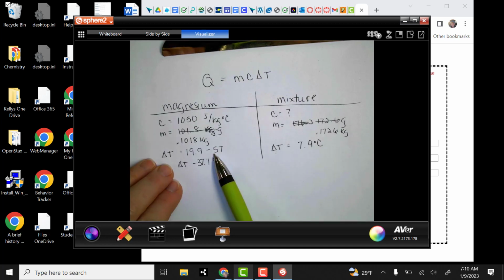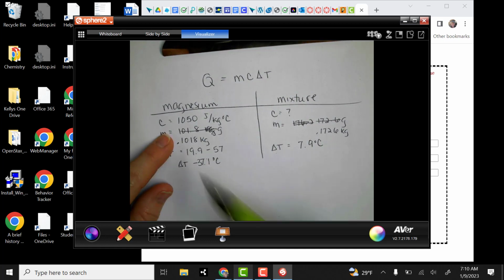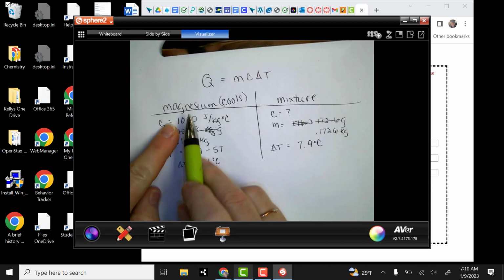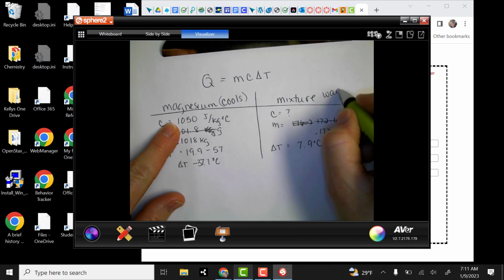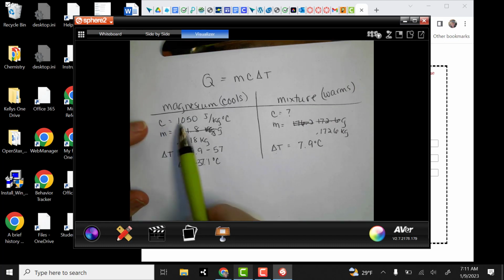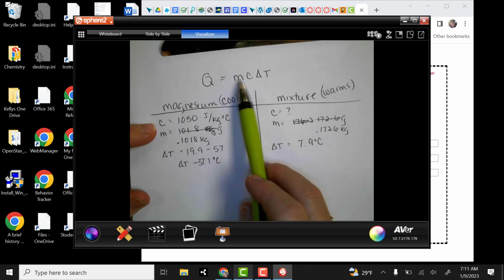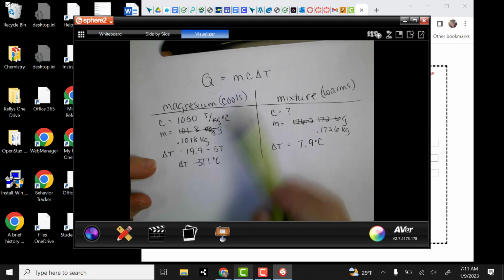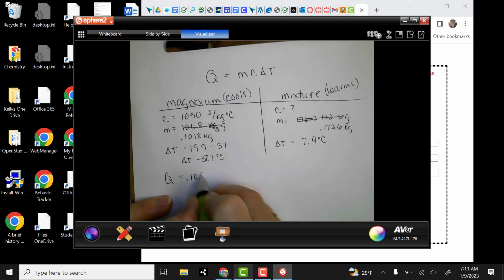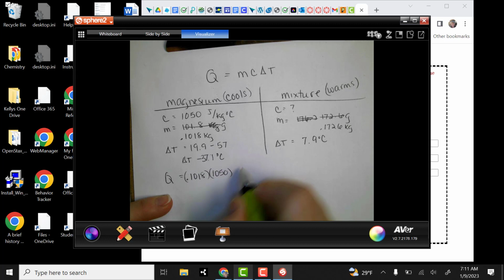We need to come back over to our magnesium side, because however much thermal energy the magnesium loses as it cools is going to be how much thermal energy the water is going to gain as it warms. We do have enough information to figure out how much thermal energy the magnesium loses because we have its mass, its specific heat capacity, and its temperature change. So let's solve for how much heat the magnesium loses. We'll have 0.1018 times its specific heat capacity, which is 1050, times negative 37.1.